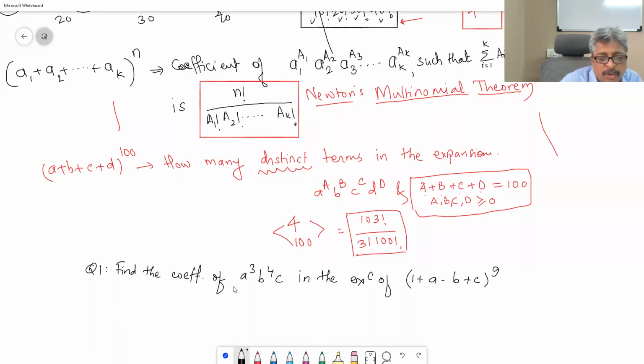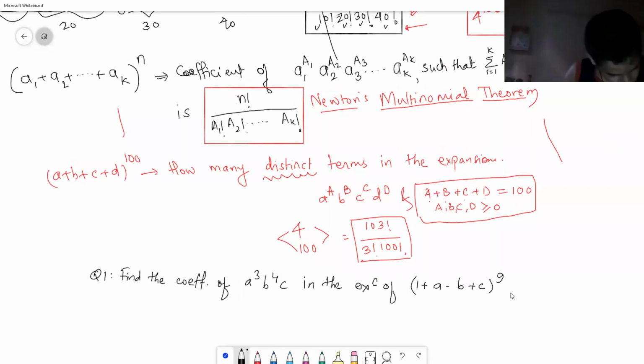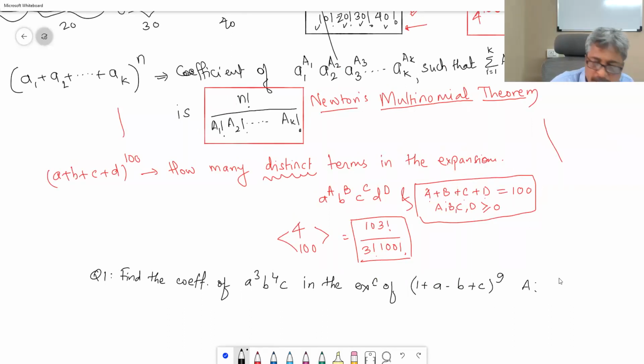Next question is, find the coefficient of a cube before c in the expansion of 1 plus a minus b plus c raised to n. Answer in factorial notation. Yes. Answer for this question is 9 factorial upon 3 factorial into 4 factorial. And into 1 also you can write, but that factorial is 1.